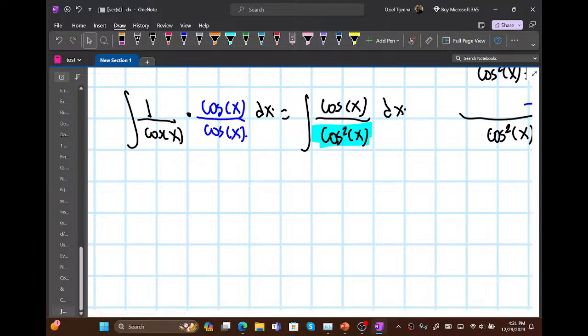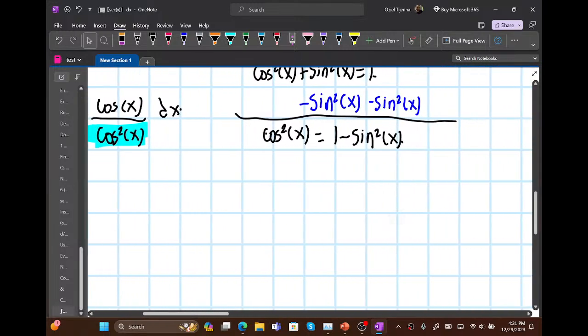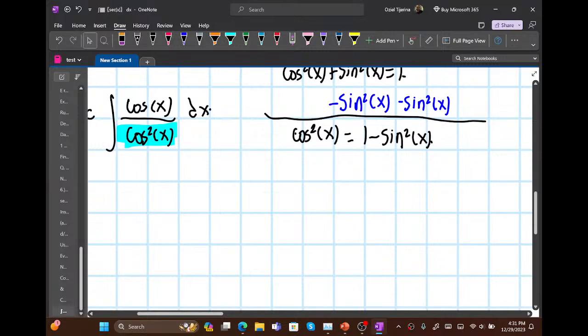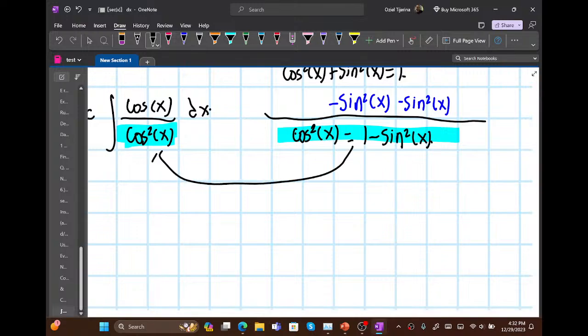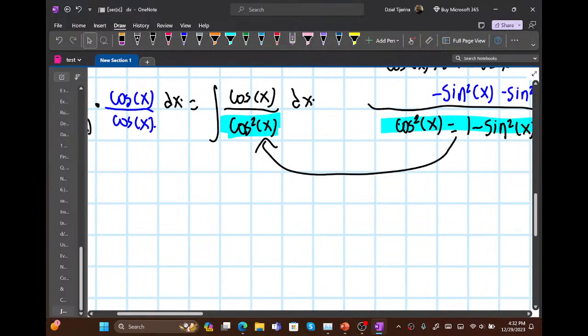Okay. Here, we're gonna go ahead and put this expression here in for this. So now, this integral becomes the integral of the cosine of x.